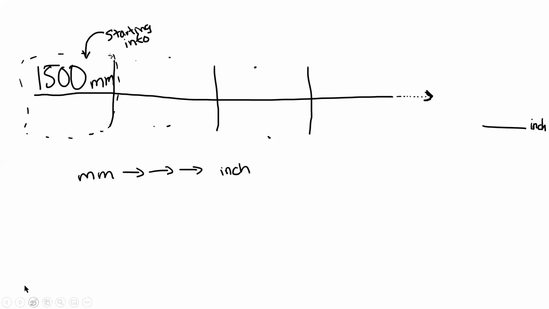So first of all, we have to convert mm to cm first. Yep. So 1500 mm to cm is 150.0. Okay, so I think you are thinking about this in the right direction. Absolutely. So you're going from millimeters to centimeters, and then you need to go from cm to inches, right?